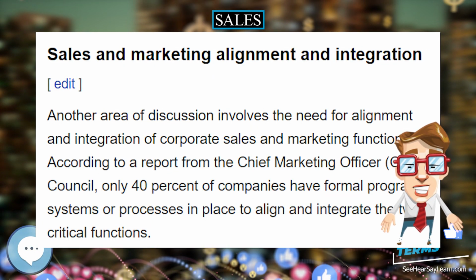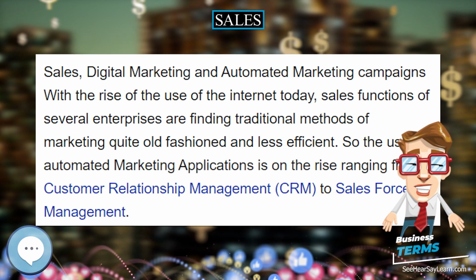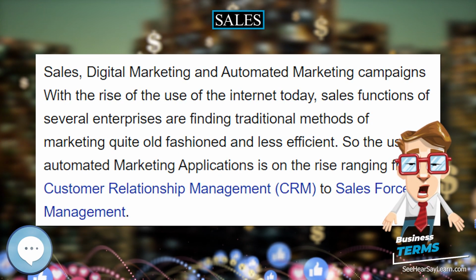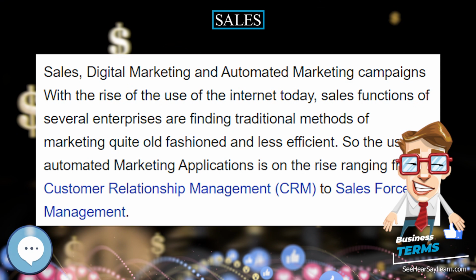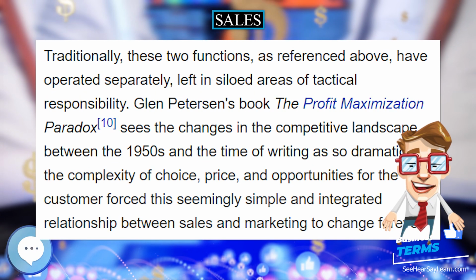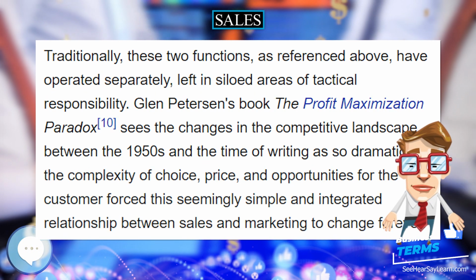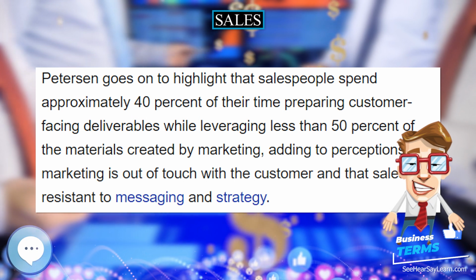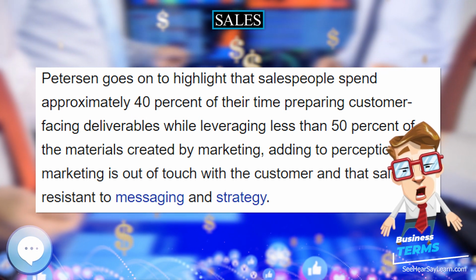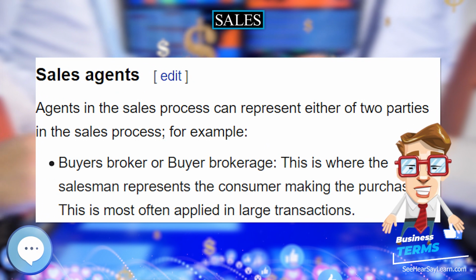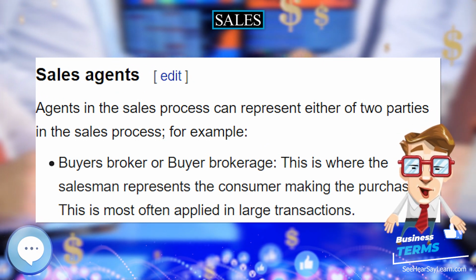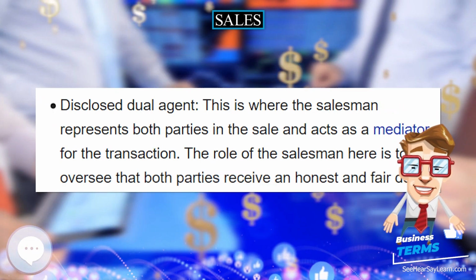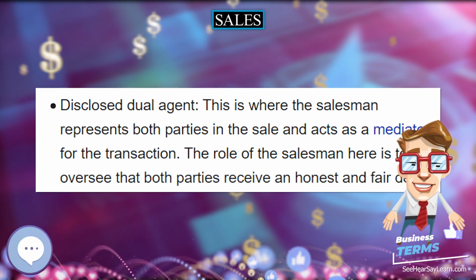Sales and marketing alignment and integration. Another area of discussion involves the need for alignment and integration of corporate sales and marketing functions. According to a report from the Chief Marketing Officer, CMO, Council, only 40% of companies have formal programs, systems or processes in place to align and integrate the two critical functions.